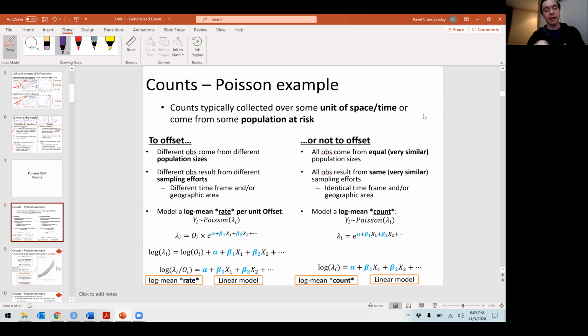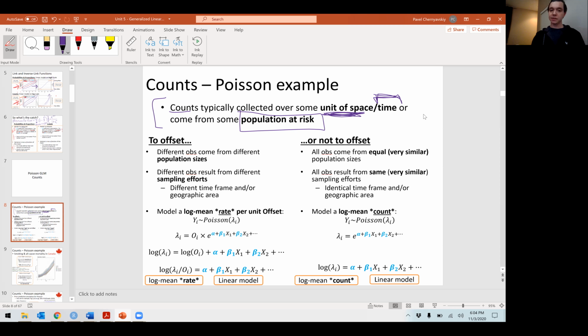Poisson is applied to counts that are collected over some unit of space and or some unit of time. If we're counting COVID cases, then we don't want to just say there were 20 COVID cases. We want to say there were 20 COVID cases in a particular county over the last week, or in the United States over the last month. So there's very often some implicit or explicit population at risk.